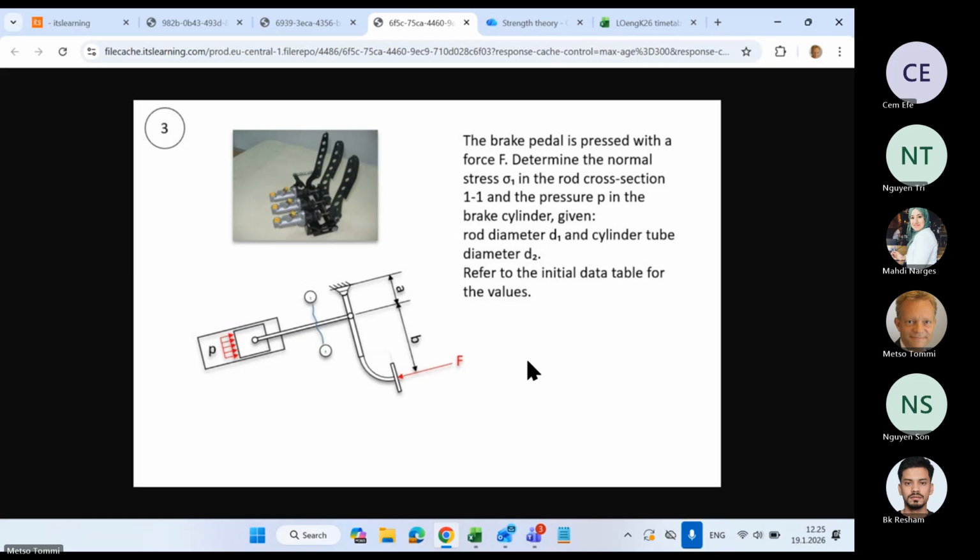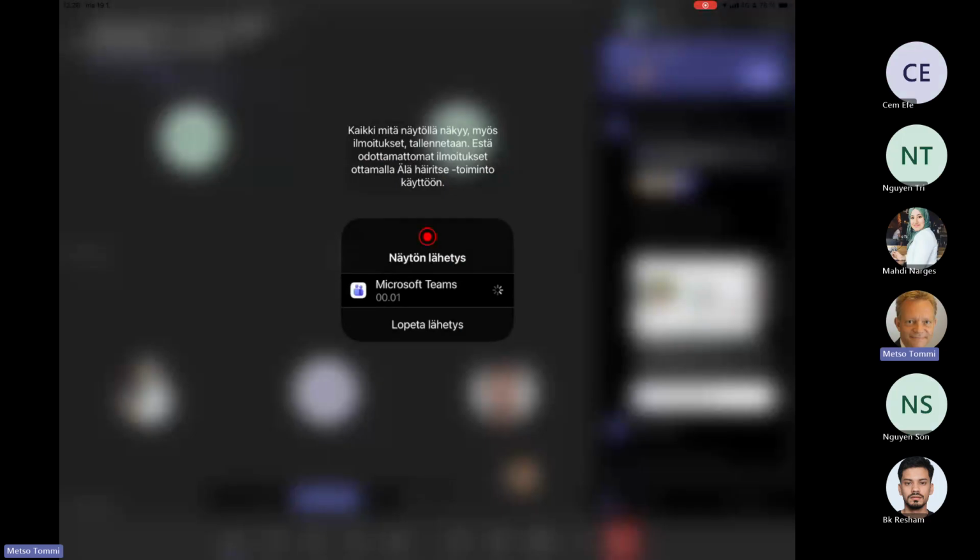First I have to change the iPad. Let's see if I can find the right one. I have to put here.